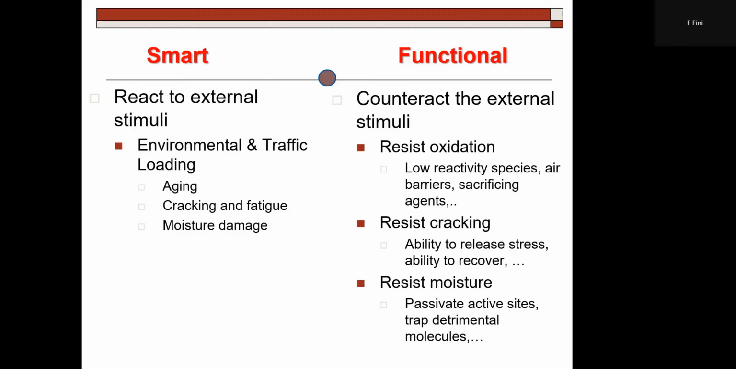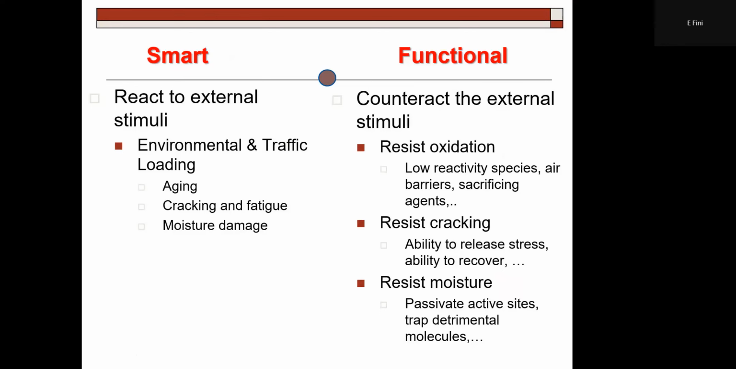Or we have resistance to moisture, when the material has some built-in mechanism to passivate or kick the water away instead of letting the water damage its integrity. So I'm talking about functional material.